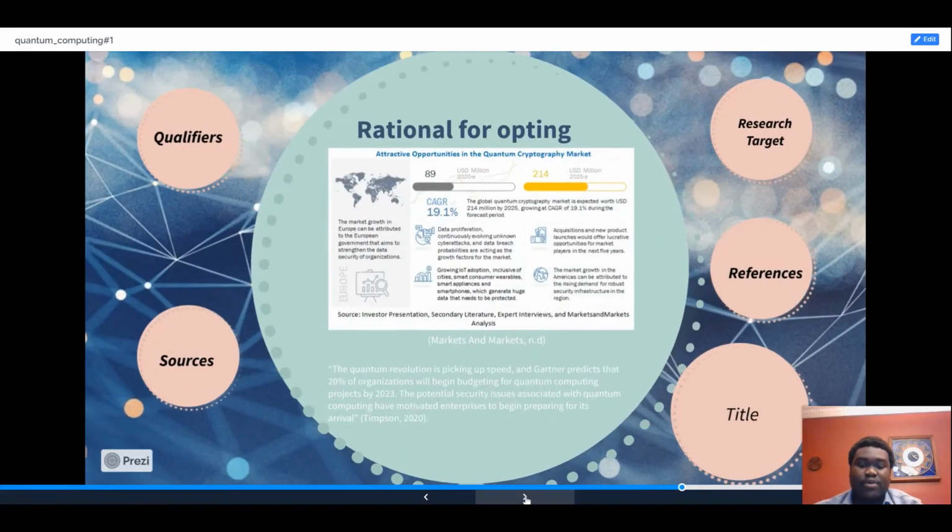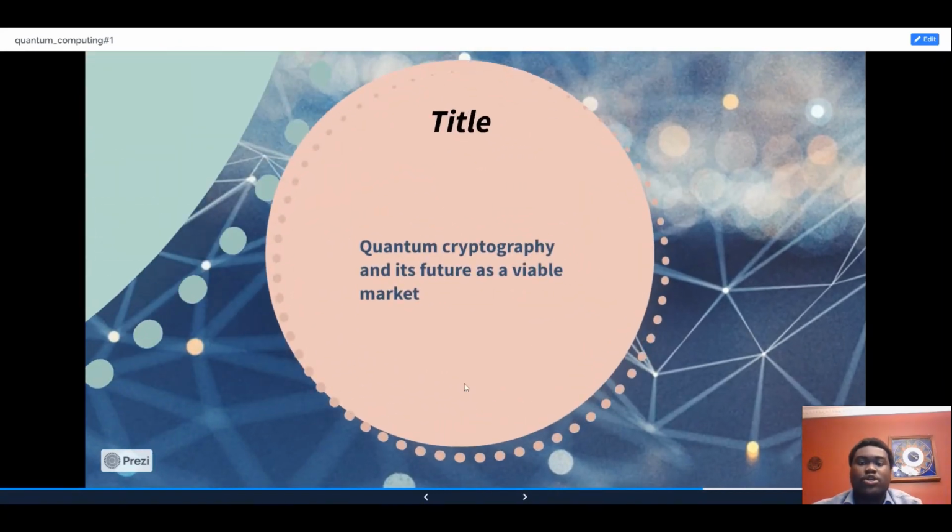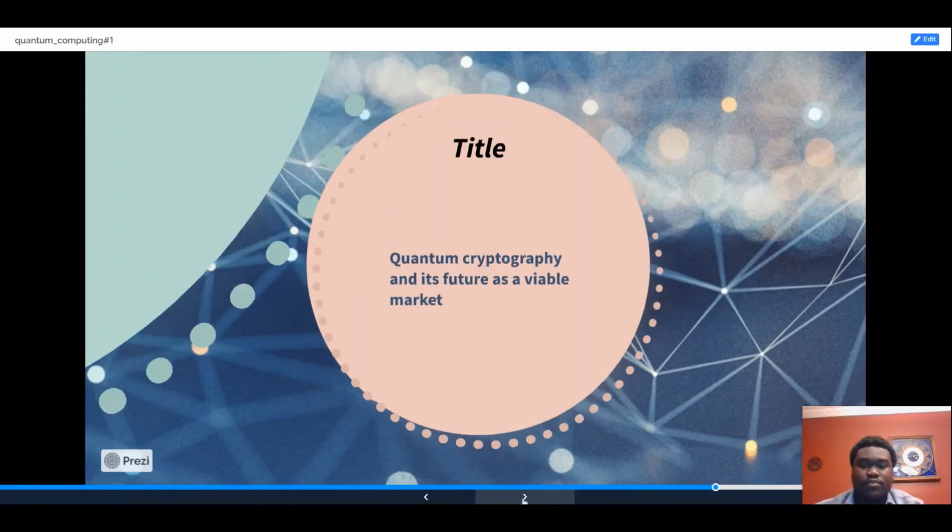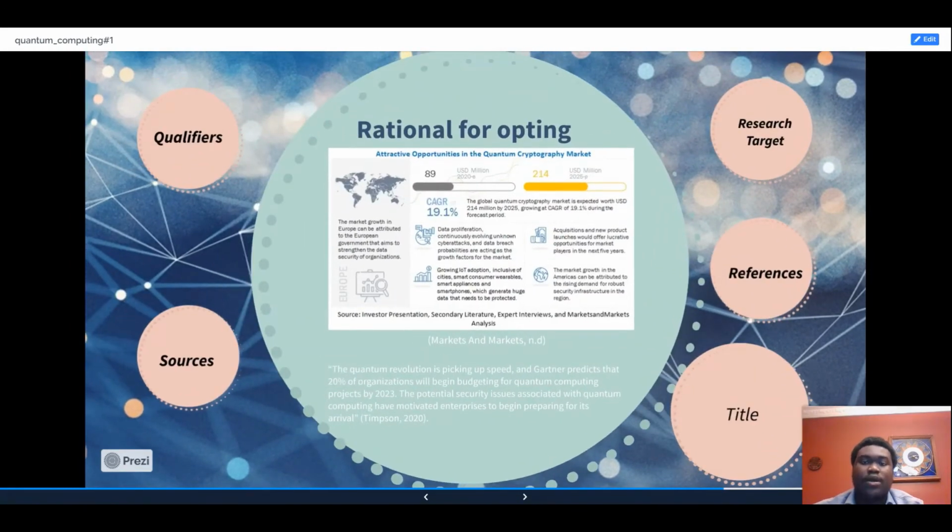Hi. As my group members have said, our topic of interest is quantum cryptography. But more specifically, it is quantum cryptography and its future as a viable market. Our rationale for opting for this topic boils down to the need to gauge how much potential quantum cryptography has as a market, and to understand how we might be able to take advantage of this market as developers. As software developers, it's usually not enough to design and create applications that do what they were made to do. It's also important to take into account the security of our applications.